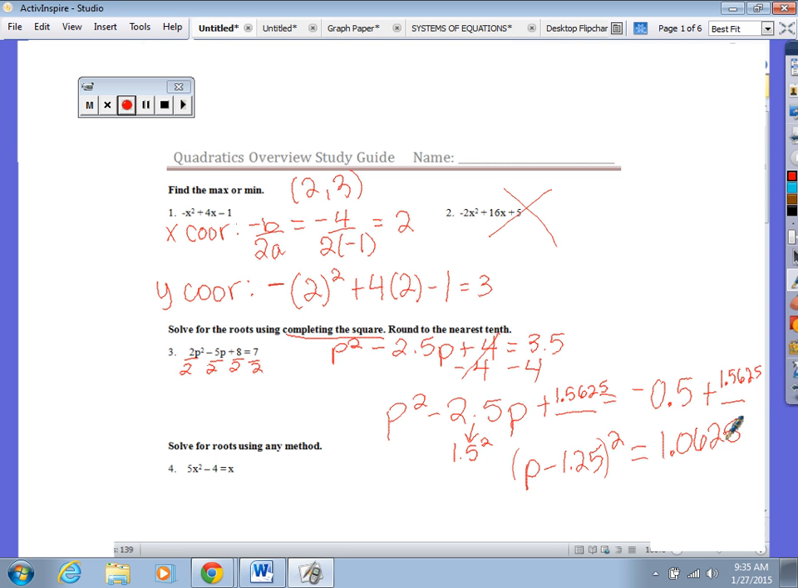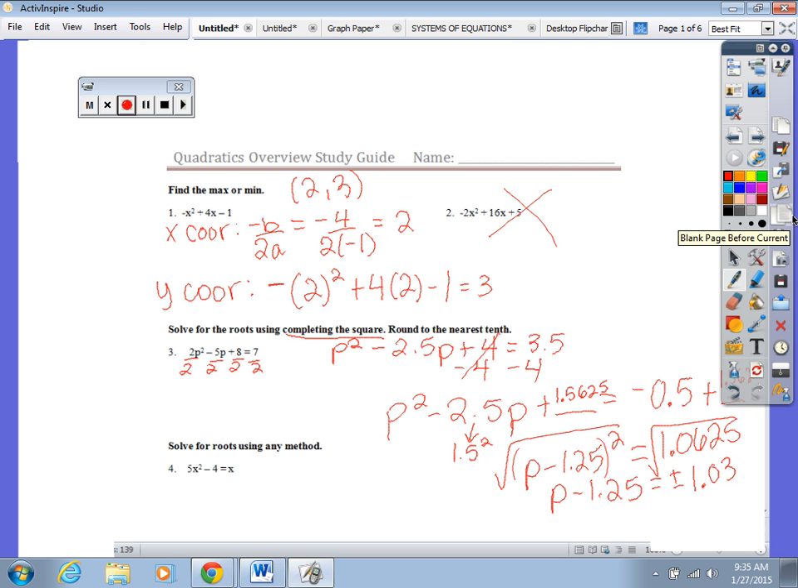And now, what do we do to figure out what p is? Take the square root of each side. So what are we going to be left with on the left side? Equals plus or minus. That's where your plus or minus comes in. And I think it's like 1.03. That's what we'll round to.